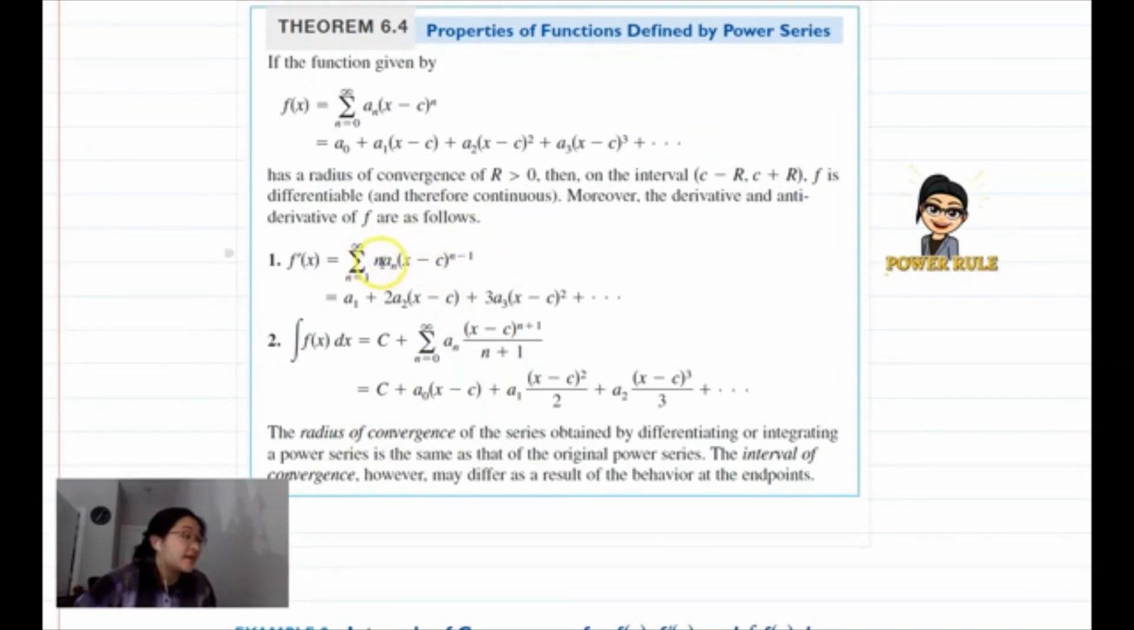Okay, and this is just the power rule, right? Because you have the n multiplied in the front times your sequence, and then you have your x term that's to the n minus 1, and then this is also our power rule, but in reverse for integration.